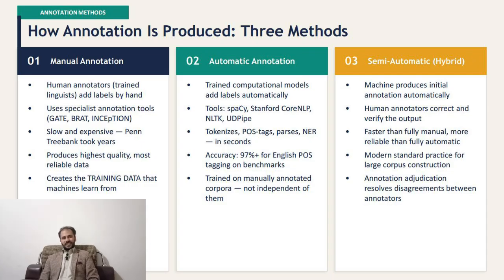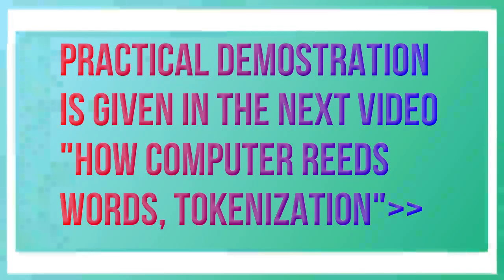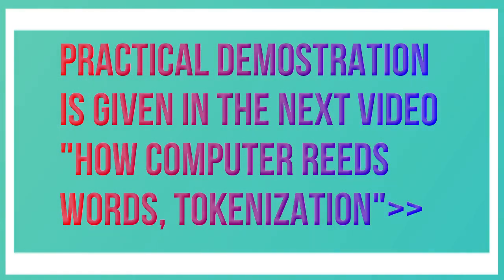Modern tools like spaCy, Stanford CoreNLP, and the NLTK library that we will use in this course provide labeling of words automatically in seconds. These automatic tools are trained on manually annotated corpora. So manual annotation is not replaced by automatic annotation. It makes automatic annotation possible. Yet there is another process of semi-automatic annotation in which the machine produces the annotated text and then the humans correct that annotated text if there is any issue. Part 4. Practical demonstration.